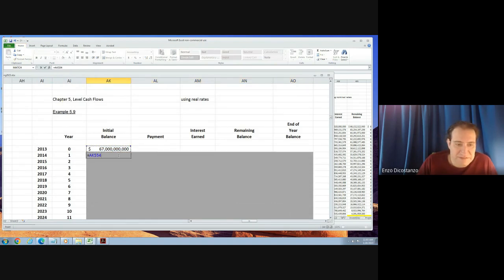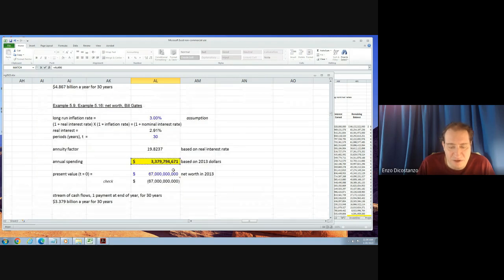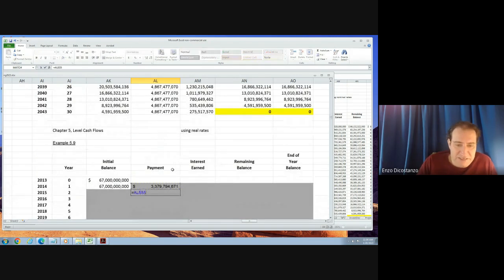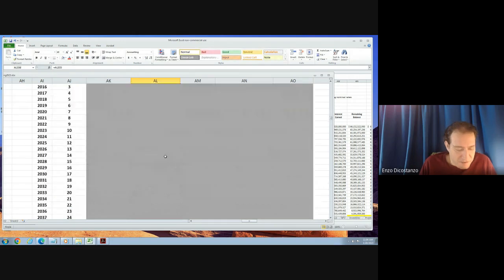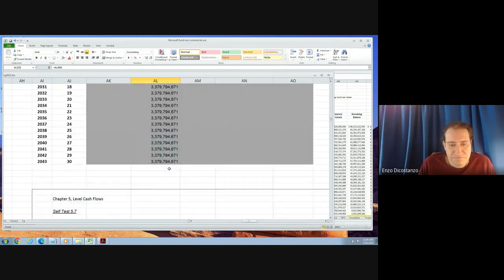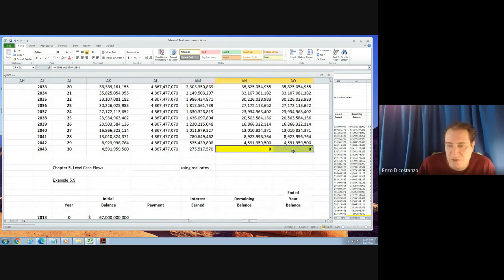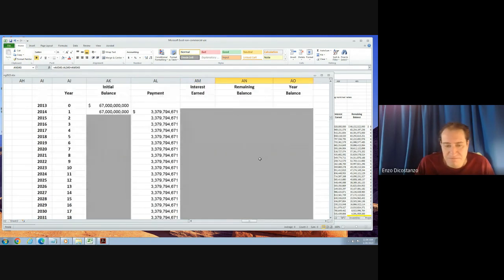Now the payments that you computed using the real rates, it's not the 4.8 anymore. It's 3.379. You set that equal to that, and you go all the way down with Control D. That's your new model, and what you're hoping is that after 30 years using the real rates, you get to 0.